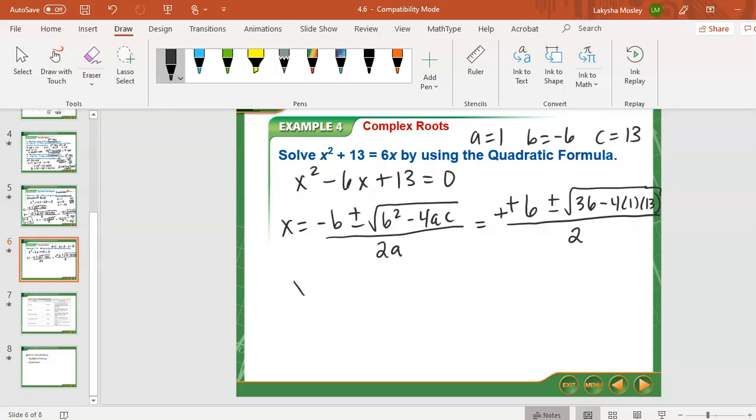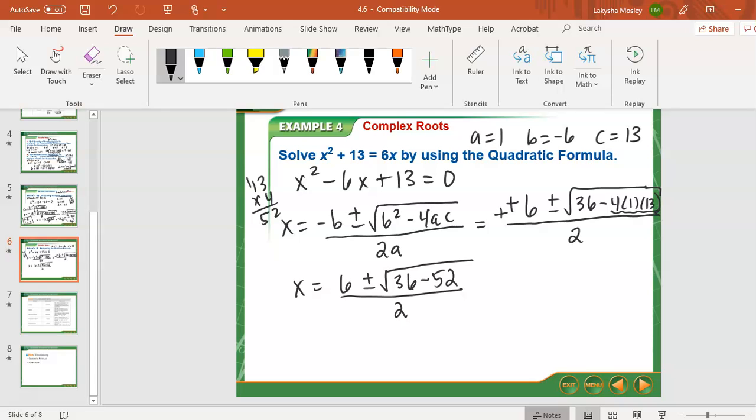Alright, so here's the math. X is equal to 6 plus minus, and 36 minus, now again, I like to multiply this out. 13 times 4, 52. I'm doing my Spanish work. Guys, I'm sorry. I'm kind of tired. 52 minus 52, right there, boom, all divided by 2.